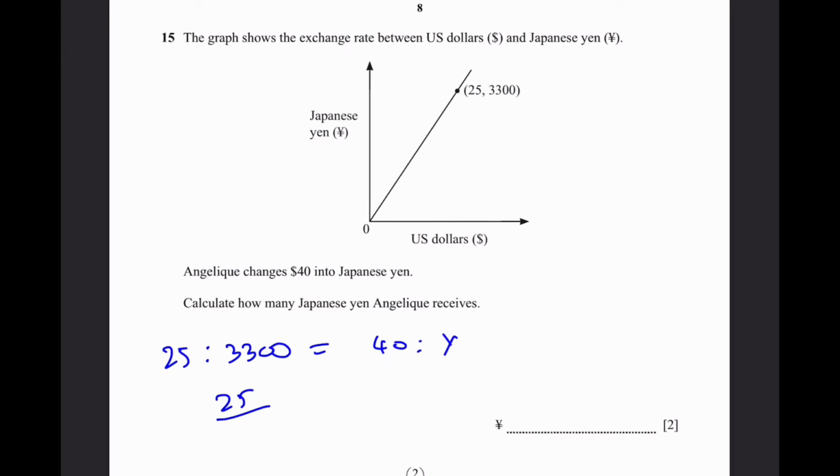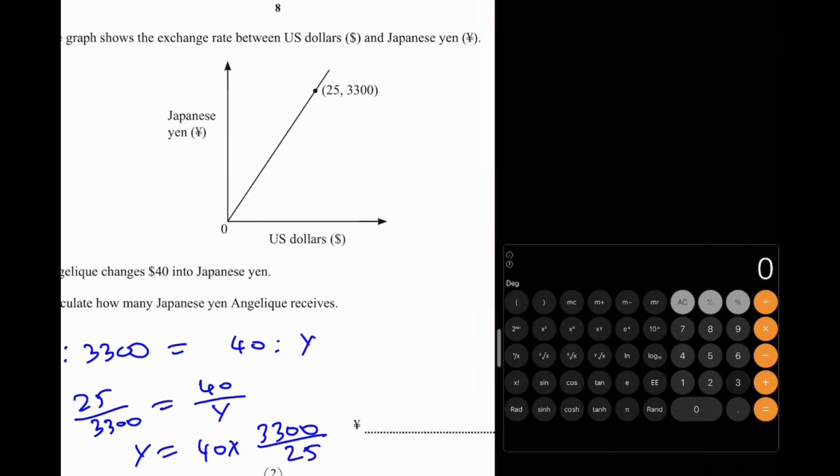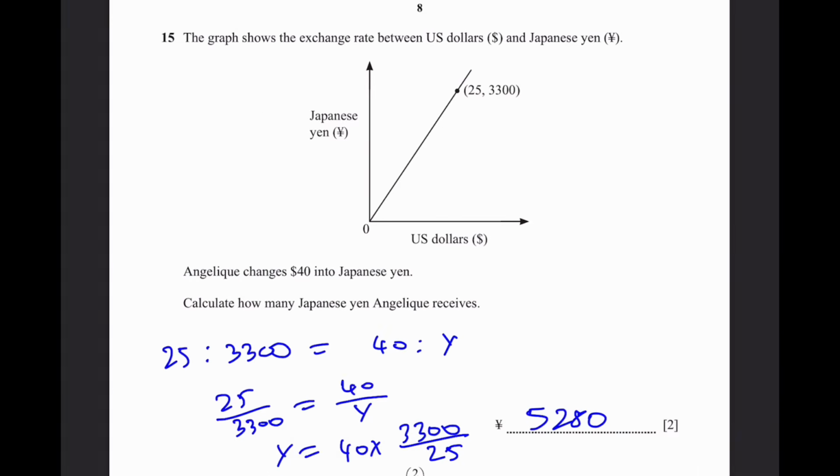So we can convert to fractions, and y is equal to 40 times 3300 by 25. Now let's use our calculator for this. 3300 times 40 divided by 25 to get 5280 yen. That's our answer. Let's go to question 16.